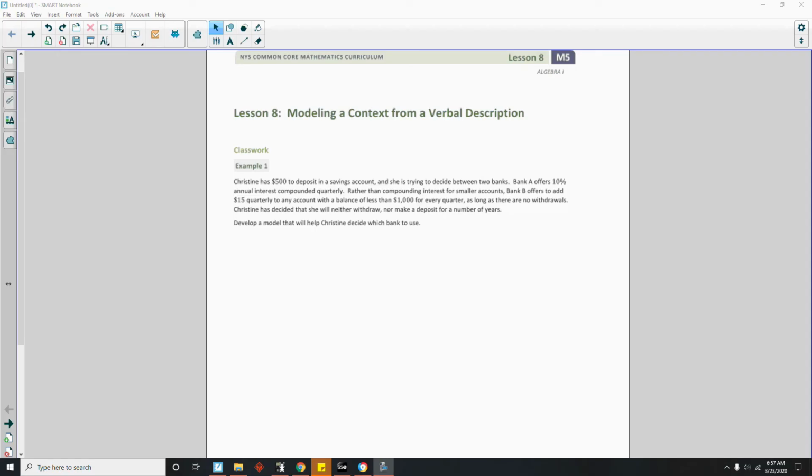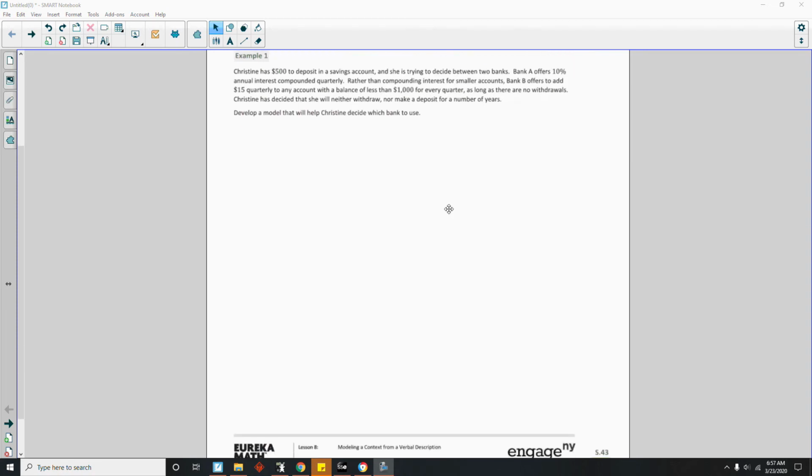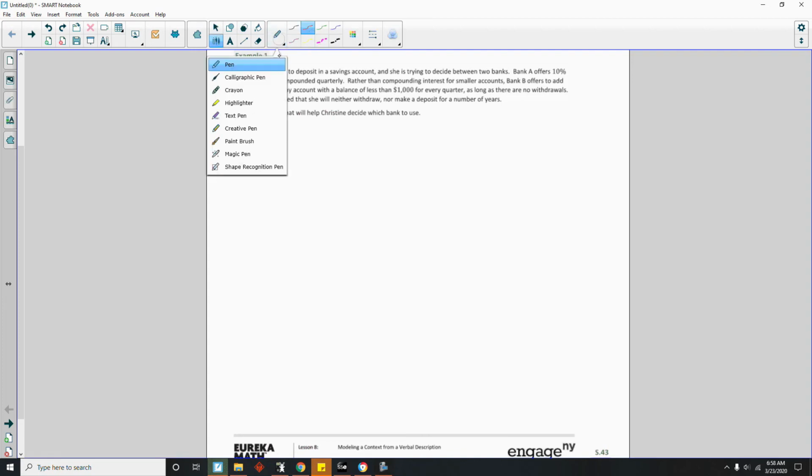Welcome to Lesson 8. This is modeling a context from a verbal description. So classwork example number 1 states, Christine has $500 to deposit into a savings account. Okay, so I'm going to stop right there, and I'm going to underline the data that I'm looking for. And she has $500 to deposit into a savings account. She's trying to decide between two banks.